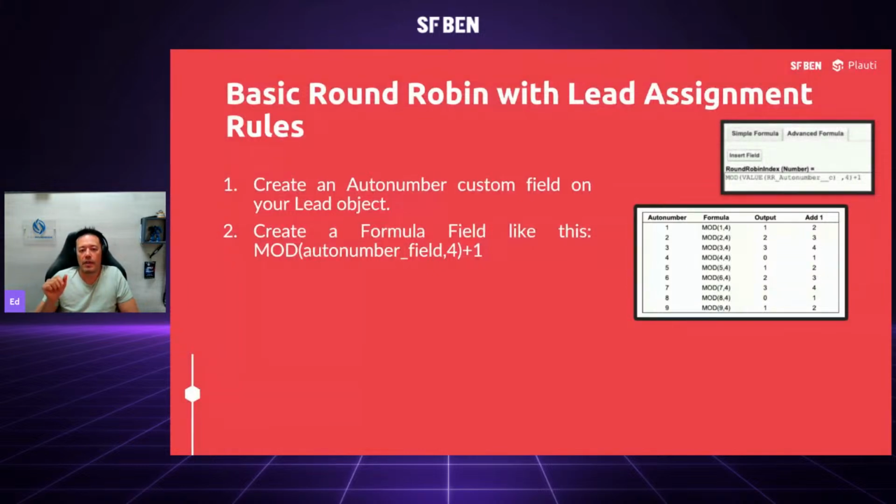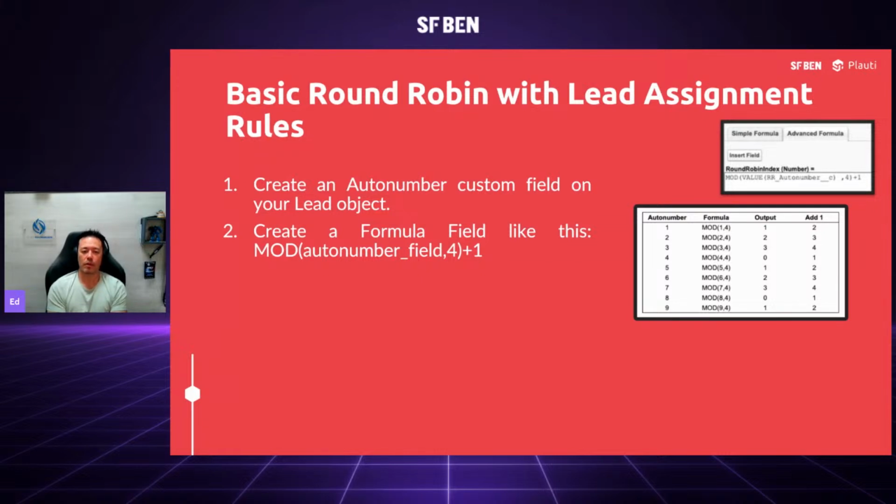And what the formula basically does is a division. The first number in that mod argument is the auto number, and the second number is the number of reps, or the number of users that you're going to round robin by. In this example, I've got 4. So if I've got 4 reps, I'll do it like this. The mod formula works with whole numbers. On the first row, it'll go 1 divided by 4, and the output is the remainder. Because you can't divide 1 by 4 and end up with a whole number, it just outputs 1.